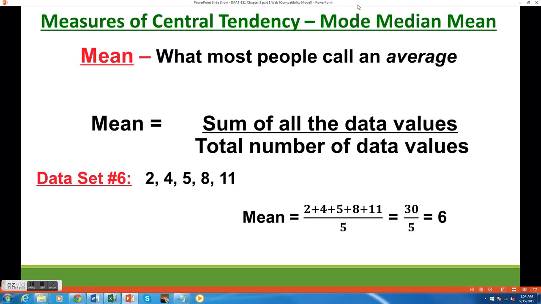You may be familiar with calculating a mean. To calculate a mean, I need to add up all the data values I have and then divide by the number of data values I have. So in example 6, to calculate the mean, I have to add up the numbers 2, 4, 5, 8, and 11, and then divide by 5. I divide by 5 because I have 5 data values. When I do that calculation, that gives me a mean of 6.